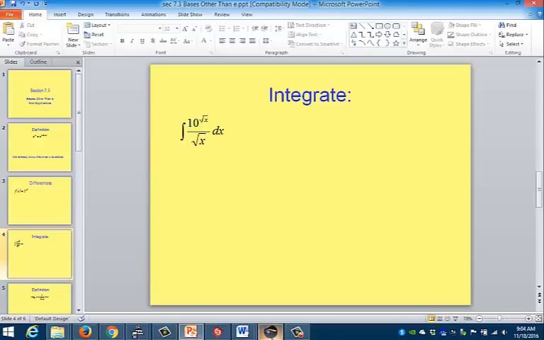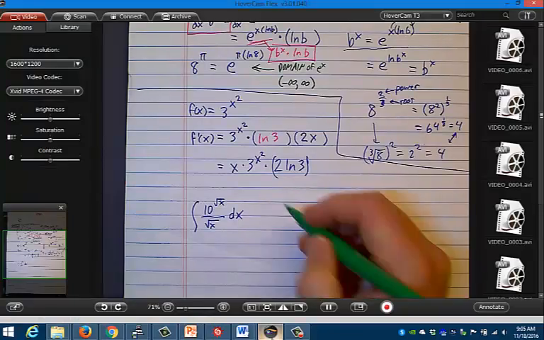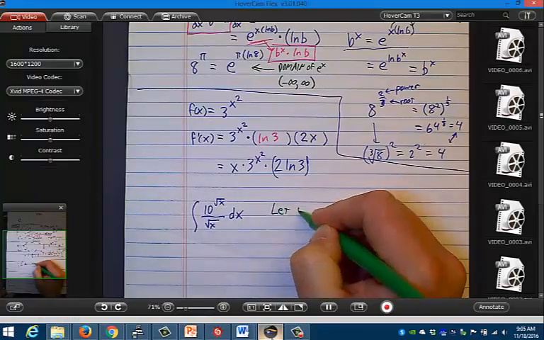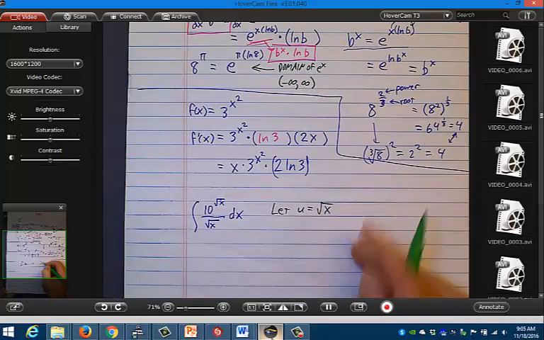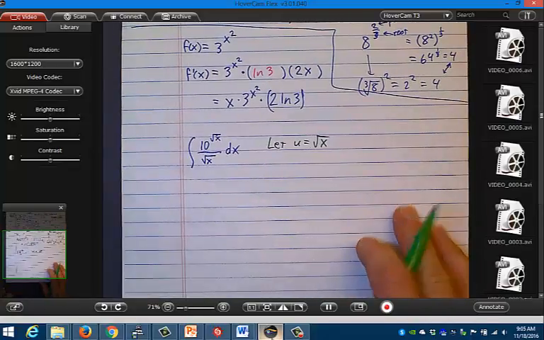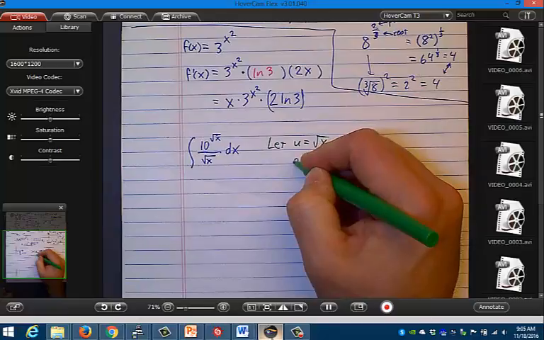All right. Let's go with a hunch. What should I let u equal? Go ahead. Take a stab at it. Square root. That's what I would say. Square root of x. Let's see if it works. I don't know yet. All right? But I will try. If I let u equal square root of x, now write down what du equals and see if you have it.